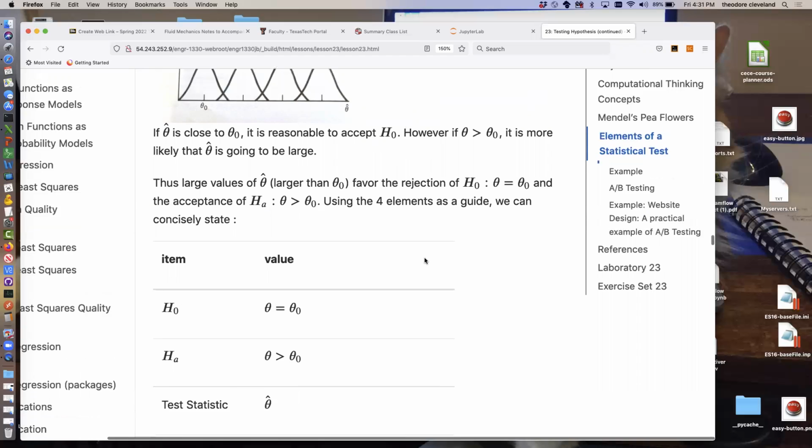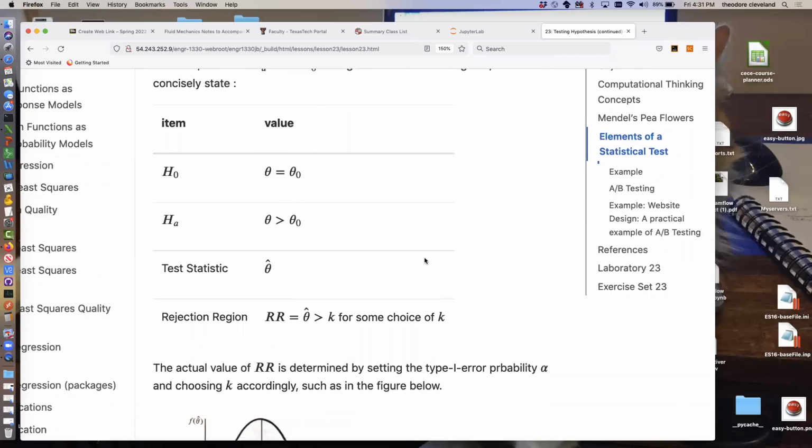Using those four elements of a hypothesis test as a guide, we can make this cool looking table right here. Left column item, right column is the value. So our null hypothesis is theta equals theta sub 0. Our alternative is theta is bigger than that. Our test statistic is theta hat. That's the measurement that we make of our sample. If in this case theta happens to be the mean value, how do you compute that measurement? You just compute the mean of the sample.